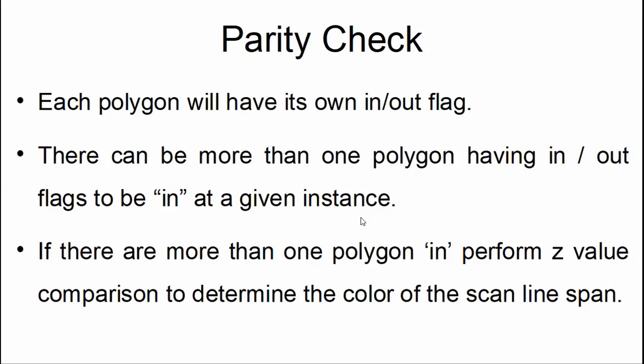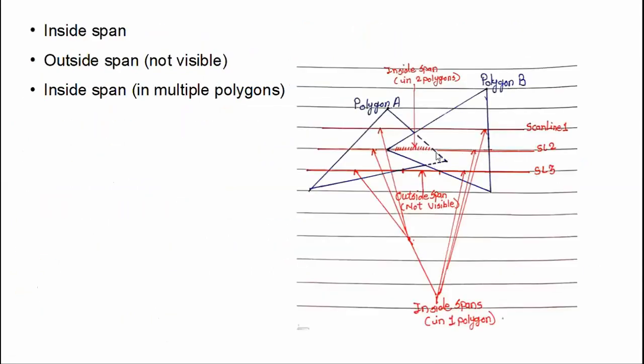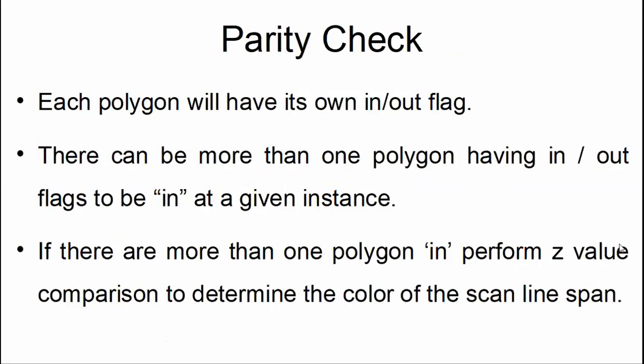So at that time, this scan line is intersecting this polygon B and polygon A also. So both of these polygons will be marked in at the same time. That is what we are saying here. So there can be more than one polygon having in or out flags to be in at a given instance. So if there are more than one polygon in, perform Z value comparison to determine the color of the scan line.